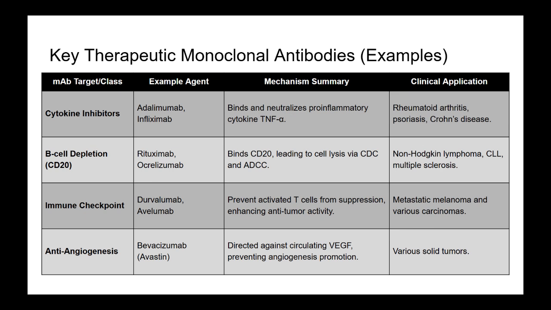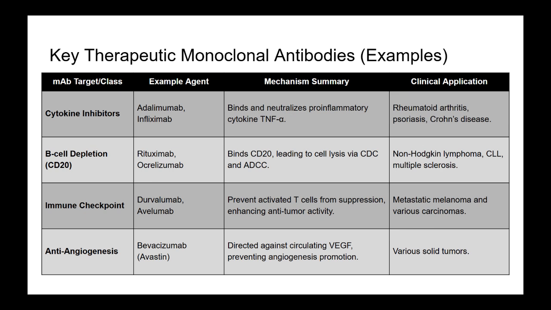Another significant class involves agents that target B cells, specifically through the cell surface protein CD20. Rituximab, sold as Rituxan, and ocrelizumab are two such monoclonal antibodies. They bind to CD20 on B cells, leading to cell destruction through mechanisms known as complement-dependent cytotoxicity and antibody-dependent cellular cytotoxicity.